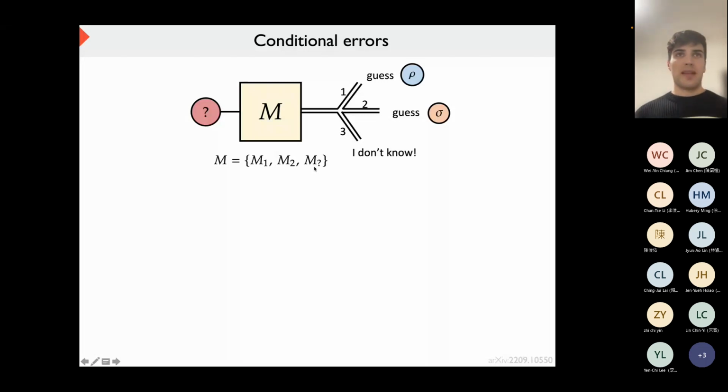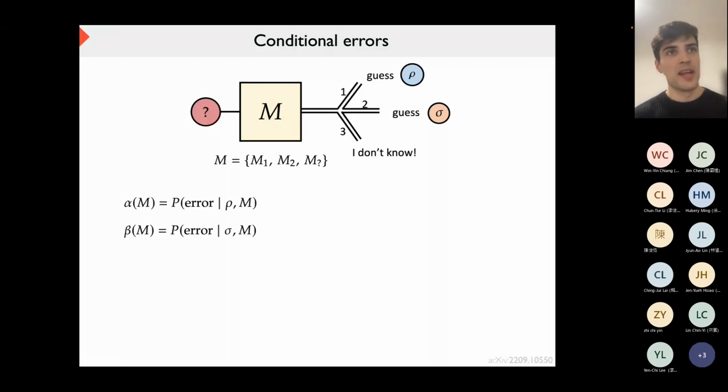Now, to understand how we define these error probabilities, I want to step back and look at how we define the original conventional hypothesis testing error probabilities. And we can rewrite this type 1 probability and type 2 probability as the probability of error given that the state is rho and the measurement is m. This is just the original definition of the type 1 error, just rewritten in this probabilistic way.